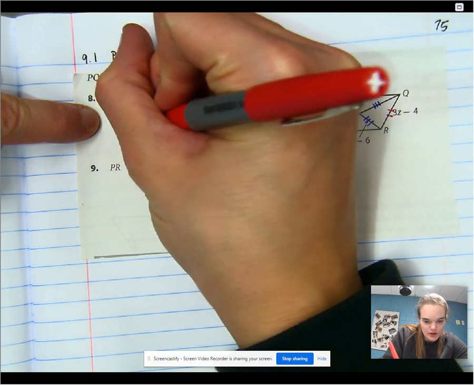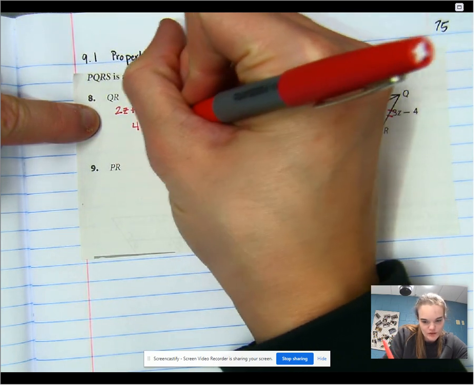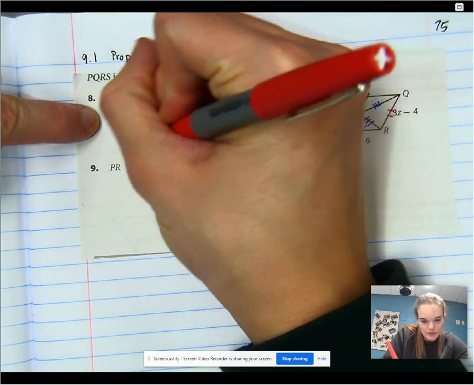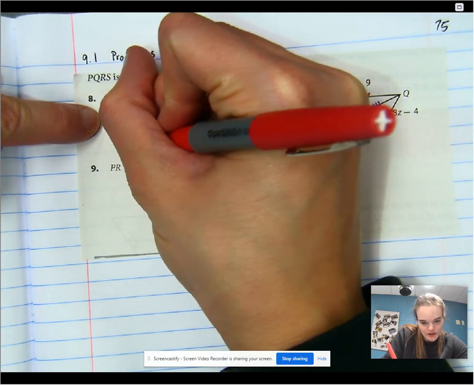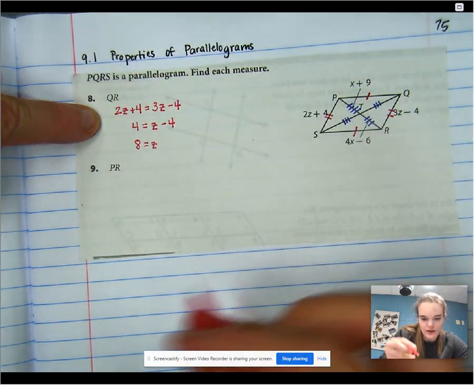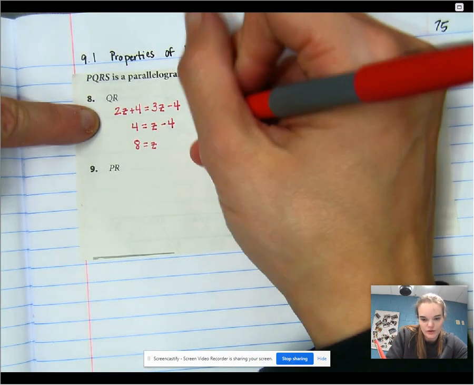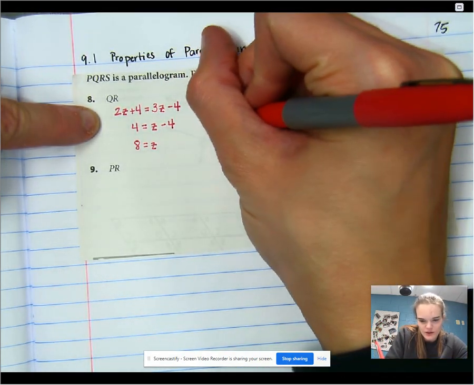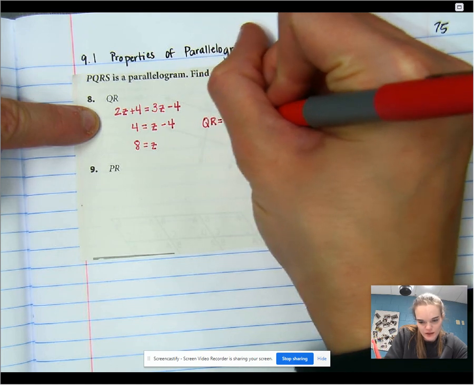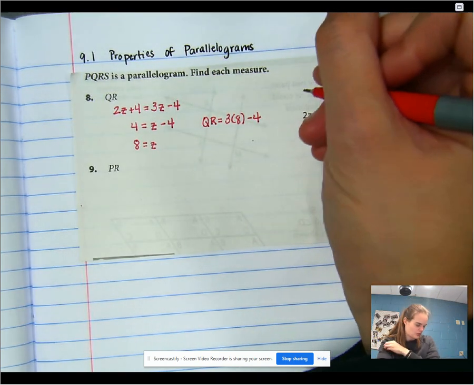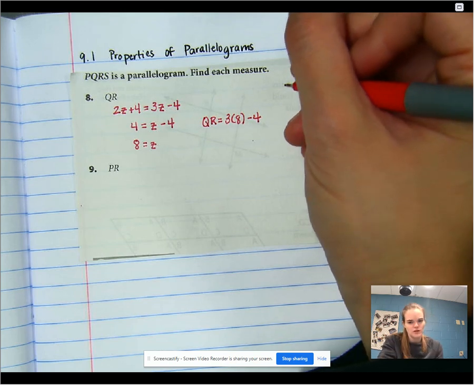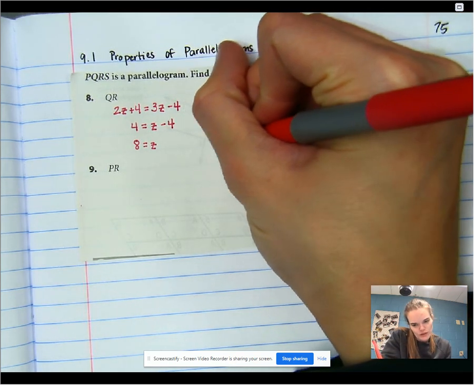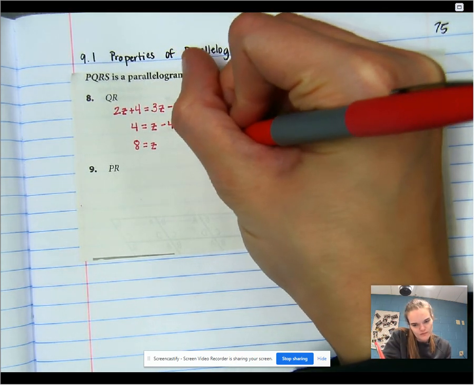Okay, I'm going to move over the 2Z. So I'm going to have 4 equals Z minus 4. Then I'm going to move over that 4 and have 8 equals Z. Now I need to plug it back in to QR. So QR equals 3 times 8 minus 4. 3 times 8 is 24. Minus 4 is 20. So QR is 20.